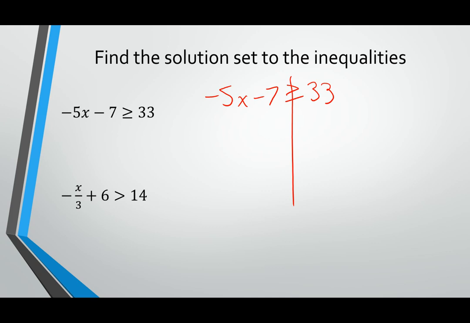So just like in the previous problems, we'll get rid of the 7. We'll add 7 to both sides so we can get rid of it. We'll bring the negative 5x down. It's still going to be greater than or equal to 33 plus 7, which is 40. All right. Now comes the interesting part. So now I got to get rid of negative 5. Just like in a normal equation, to get rid of the negative 5, I would divide by negative 5.